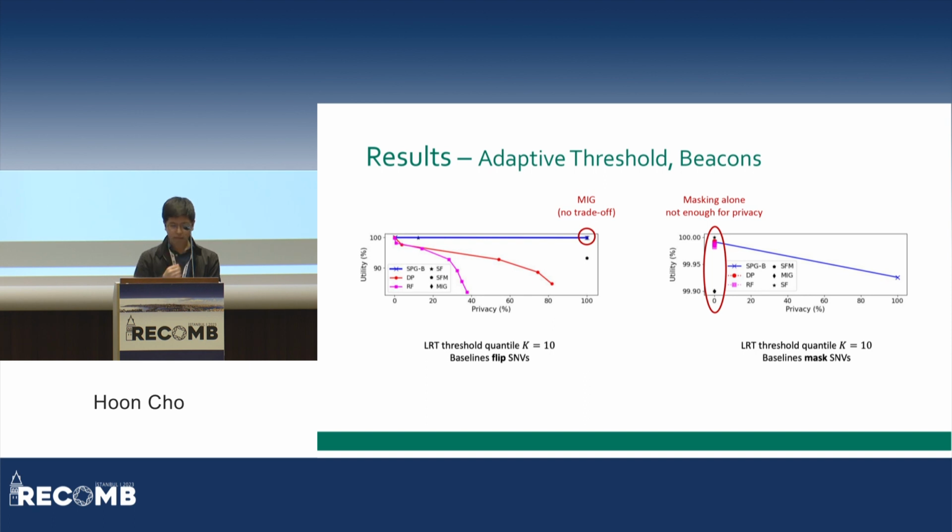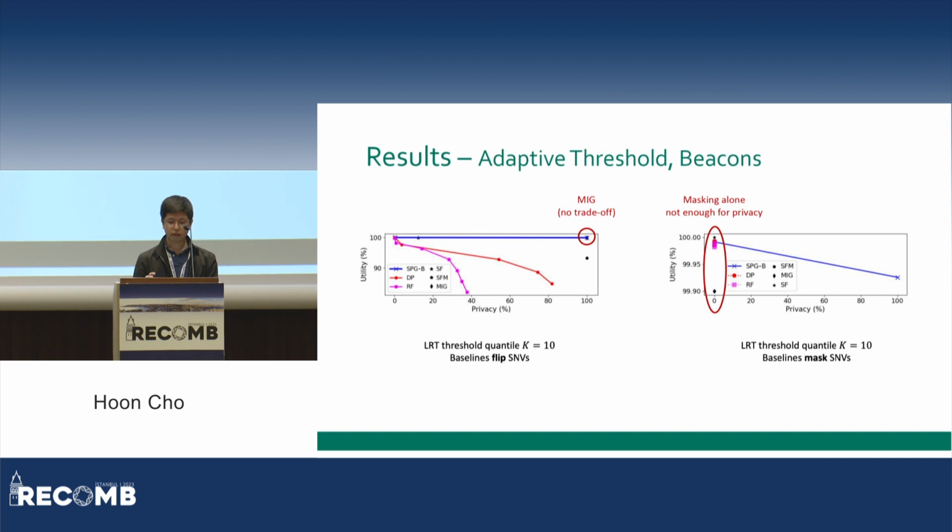Now, we're moving on to the adaptive threshold setting, which again is a more challenging attack scenario. So these plots are showing the same thing as what I showed you before, but now in the context of this new attack model. This is also for beacons. And you can see that SPG outperforms other methods compared to both flipping-based baselines and masking baselines. And we have a similar observation here where the MIG achieves similar performance as SPG, but it doesn't have that trade-off property.